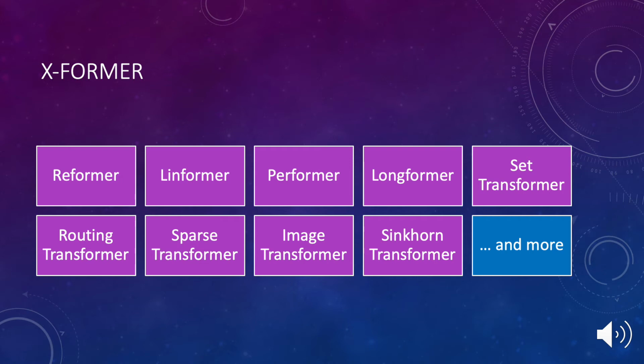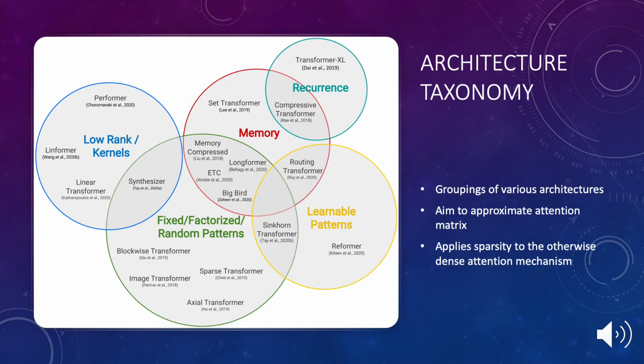The authors of the survey paper attempted to come up with a taxonomy. The taxonomy is crude. There's a lot of overlap, as we can see here. So the 5 large buckets are X-former architectures that involve low-rank or kernel-based methods, fixed factorized or random patterns, memory compression, learnable patterns, or recurrence. There is considerable overlap in these buckets, in these groupings.